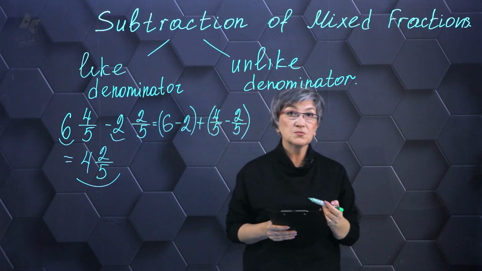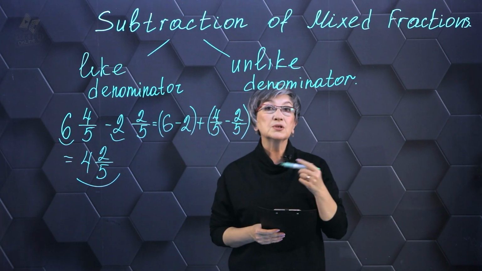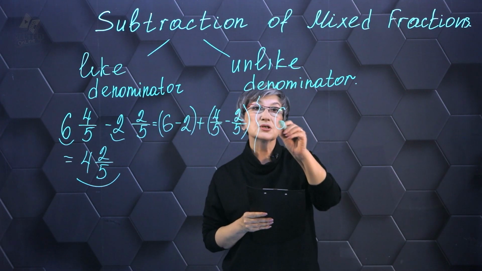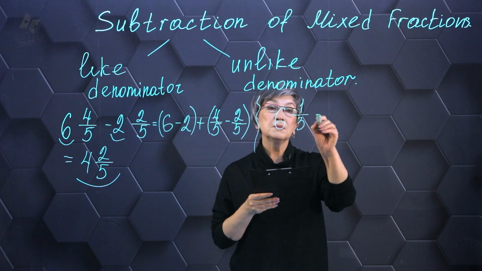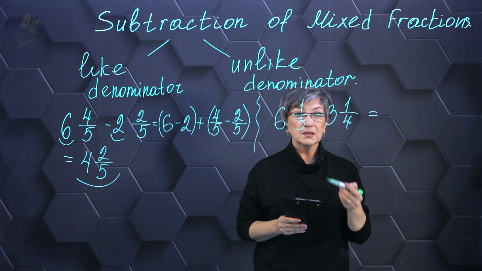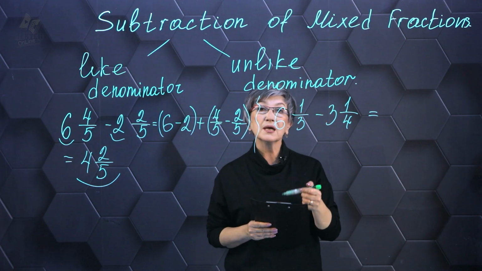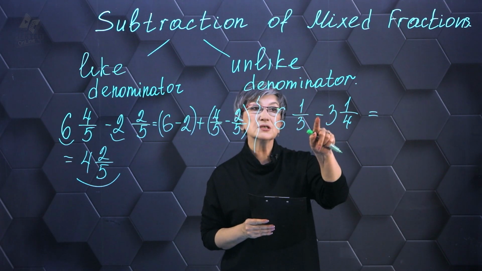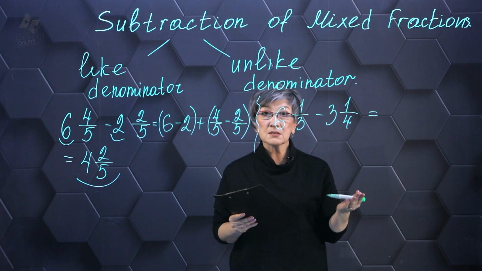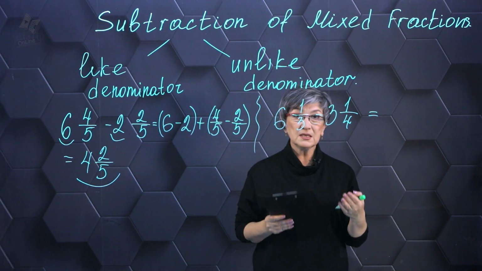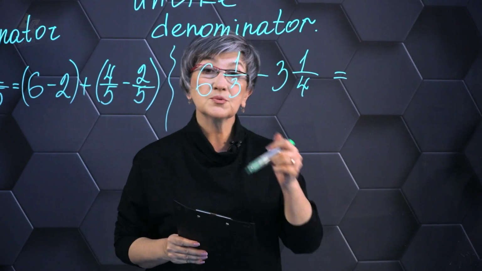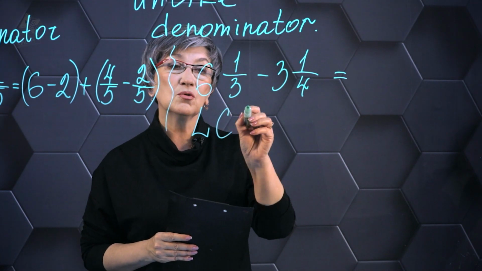Now, let's take a look at an example where I have different denominators. What should I do in this case? And the example looks like this: 6 whole 1/3 minus 3 whole 1/4. What do we pay attention to? Since these are mixed fractional numbers and we need to subtract them, this is very important. We pay attention to the denominators. We have different denominators. We know how to bring fractional numbers to the same denominator. We do that by finding the least common multiple. And I write the least common multiple.